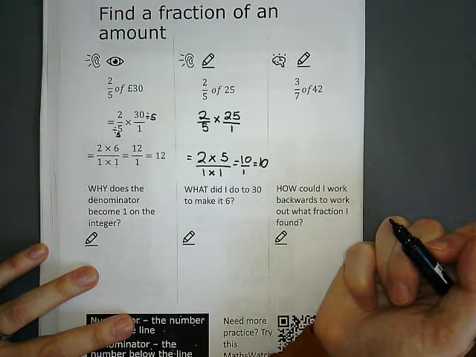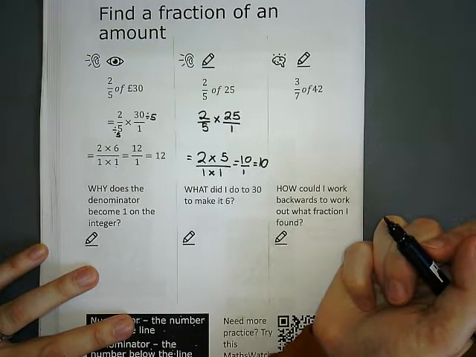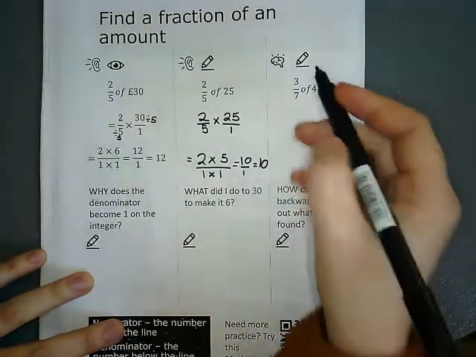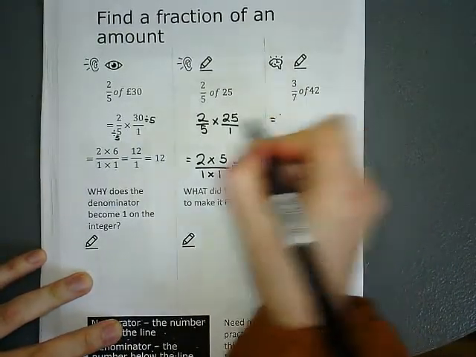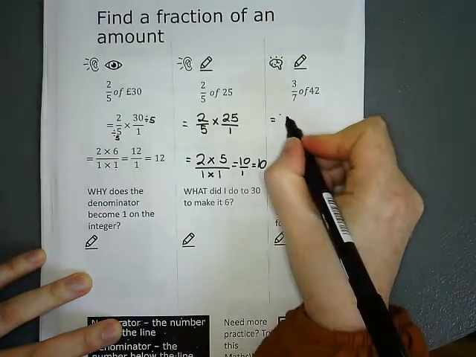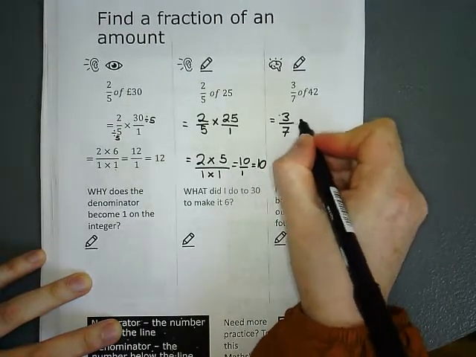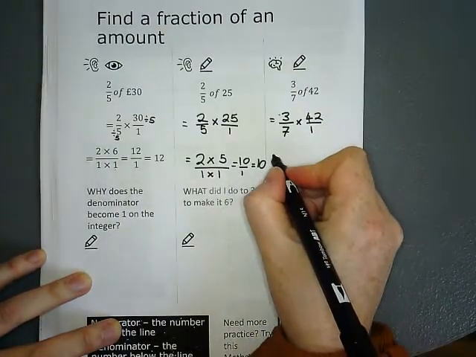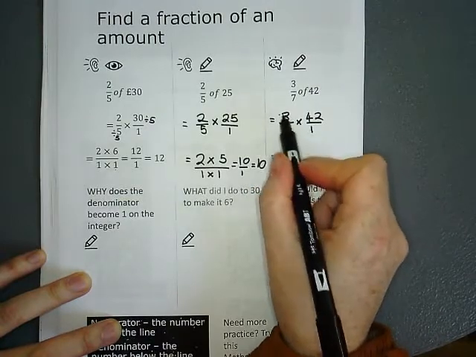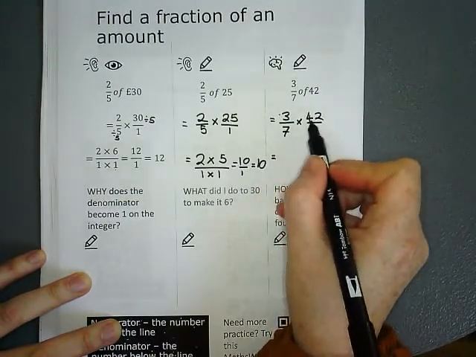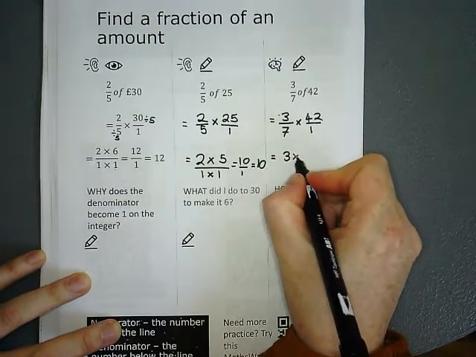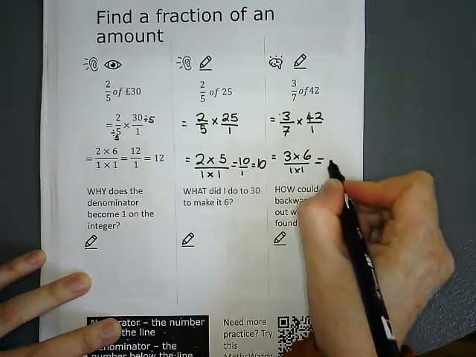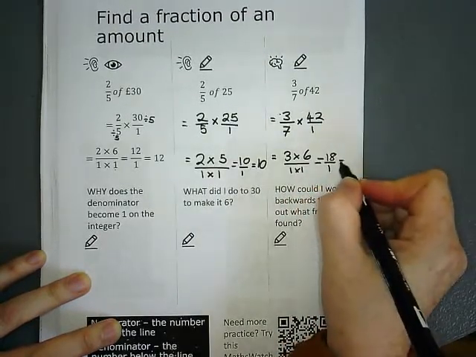Now pause the video and have a go at the third one on your own. Okay, did we write, I've got my equals there, 3 over 7 times 42 over 1, which when I cross cancel, 3 and 1 don't, but 7 and 42 do. So I'm going to have 3 times 6 over 1 times 1, which equals 18 over 1 equals 18.